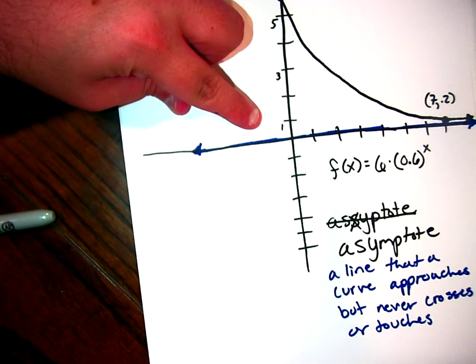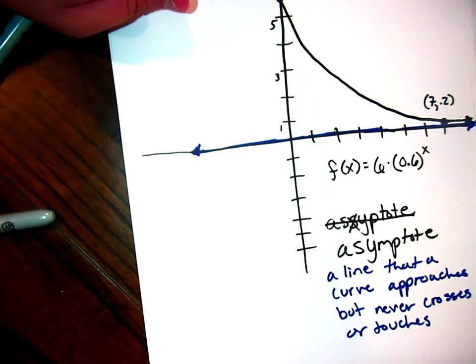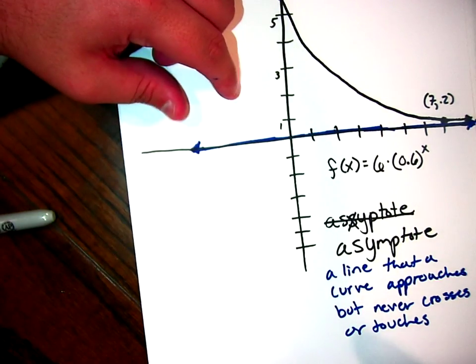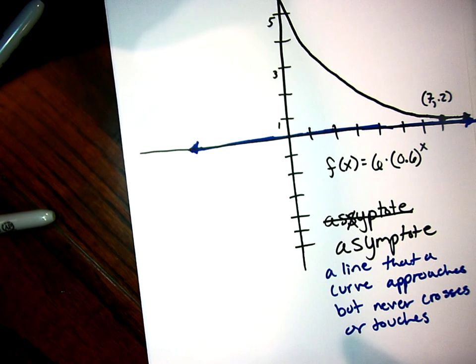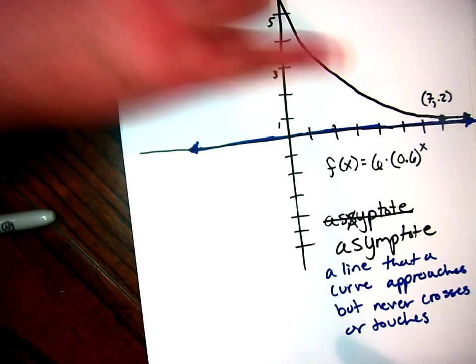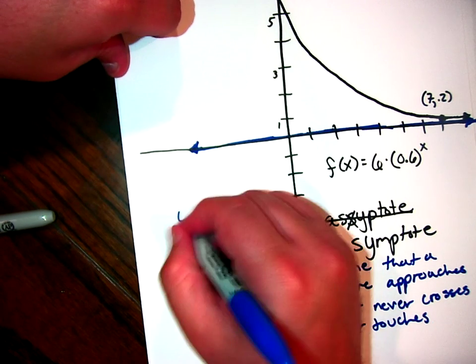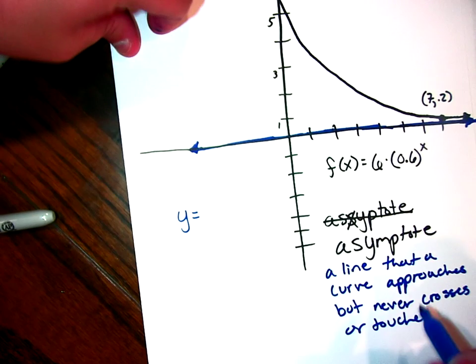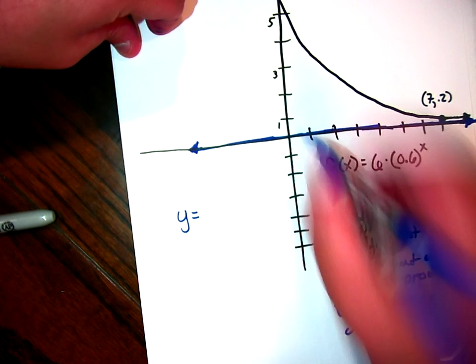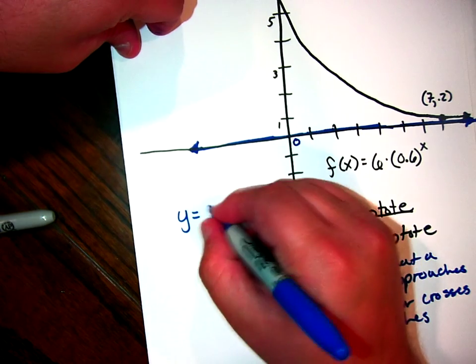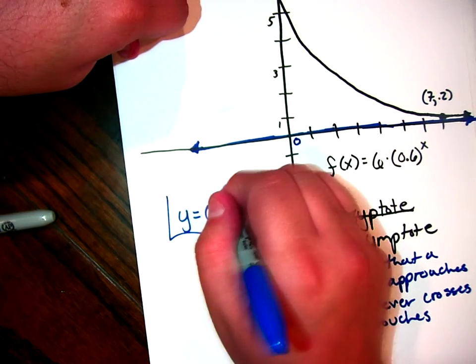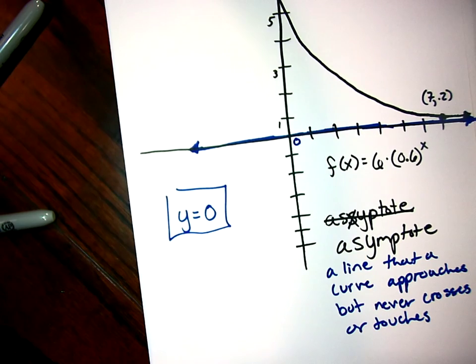So we need an equation for that line. You have to be able to say this is the equation for the asymptote. If I want the equation for a horizontal line, it's just going to be y equals some number. What is that y value there? It's going to be 0. So my asymptote is y equals 0. In almost all of your real-world equations, the asymptote will be 0. But you may come across a situation where that's not the asymptote.